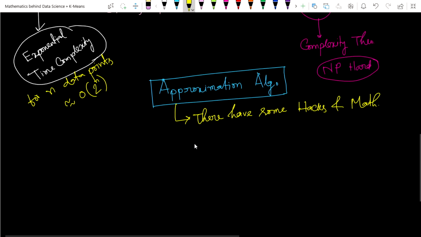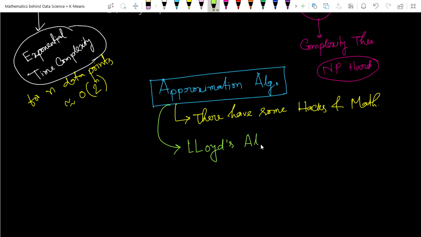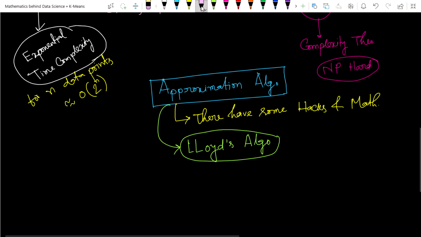To solve these problems, we have to use Lloyd's algorithm. In the previous class also we discussed Lloyd's algorithm. It is a very simple and very good approximation. The first thing is that it's a very simple algorithm. The second thing is that it's a very good approximation.